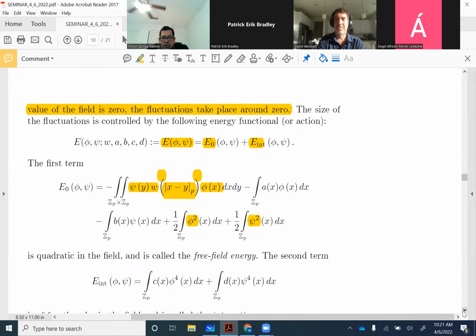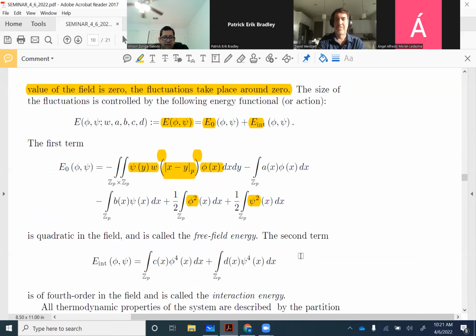Okay, now this is the interaction term. The interaction term is a phi^4 term. Now we have two phi^4 terms, one for the first field and one for the second field. Now the coupling constants are functions, okay?